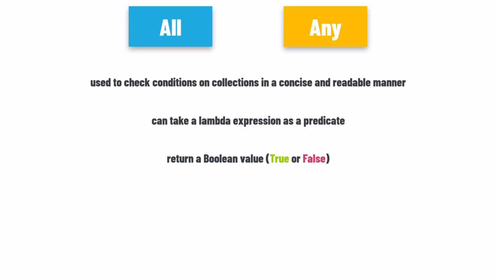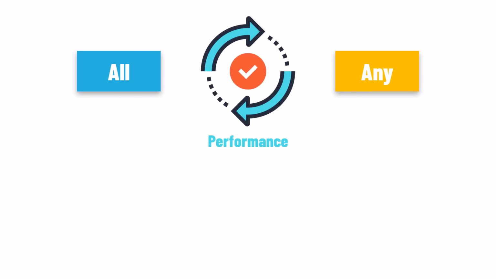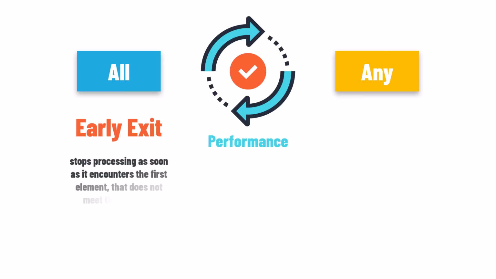Having discussed the differences and similarities between the All and Any methods, it's also important to consider their performance implications, particularly in large collections. In a previous video, we discussed the performance aspects of the All method, highlighting its efficiency in processing large datasets. To quickly summarize, the key advantage of All lies in its early exit feature. The method stops processing as soon as it encounters the first element that does not meet the specified condition. This behavior is particularly useful in large collections, as it saves time and resources by preventing unnecessary checks on remaining elements.